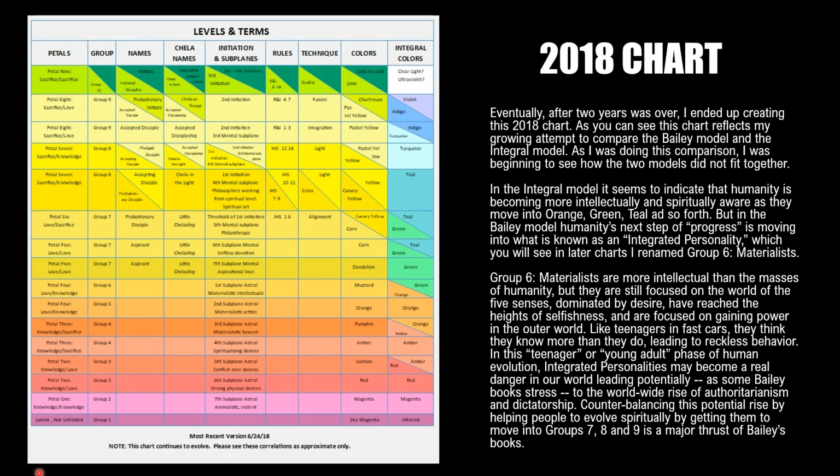Counterbalancing this potential rise of dictatorships, etc., by helping people to evolve spiritually, by getting them to move into groups 7, 8, and 9, is the major thrust of Bailey's books. That's the conclusion I have arrived at in studying this teaching.